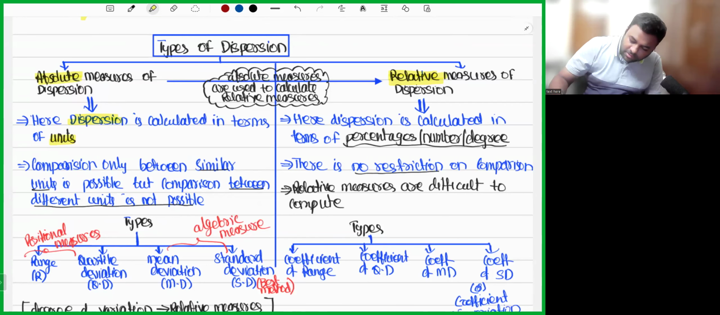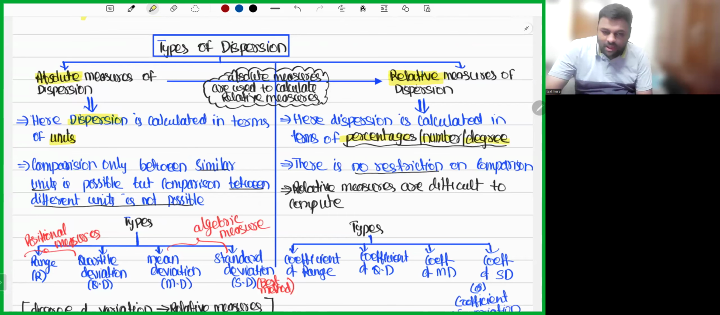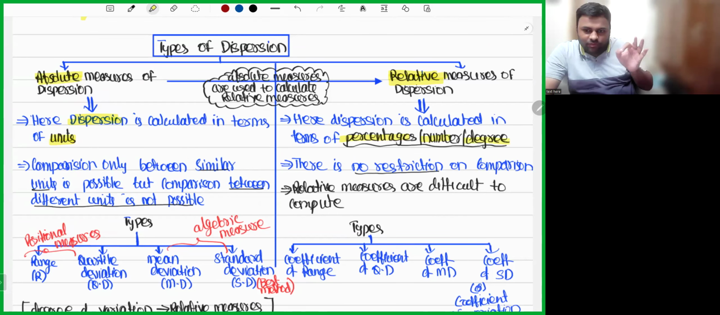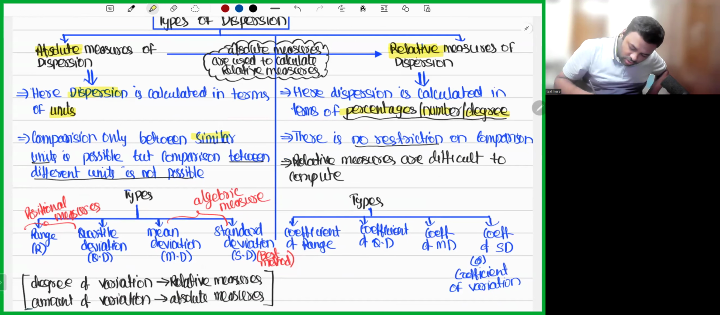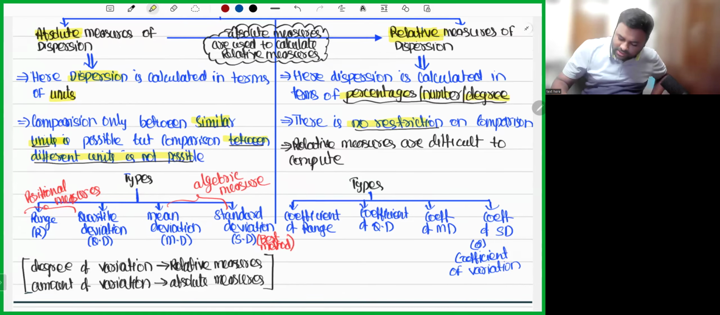If I calculate the dispersion in percentage or number or degree, that is called a relative measure. Remember, my dear friends, in statistics, percentage, number, degree, all three are the same. They are used alternatively or interchangeably. The relative measure is also called percentage, number, or degree. In absolute measures, you are calculating dispersion in units. In relative measures, you calculate dispersion in percentages. Now, comparison between similar units is possible, but comparison between different units is not possible. Here, there is no restriction on comparison. Let me give you an example.